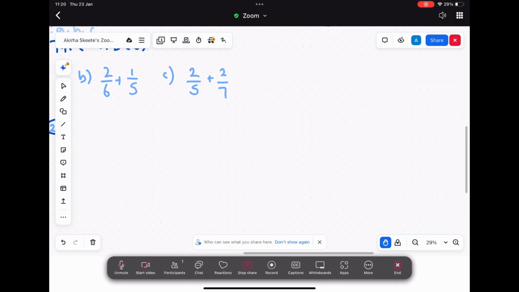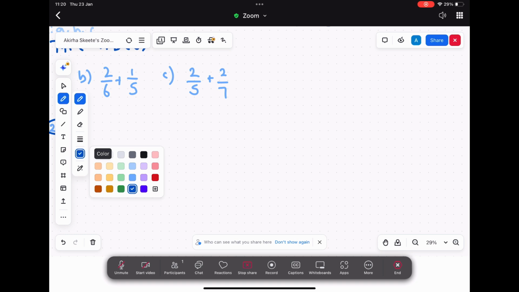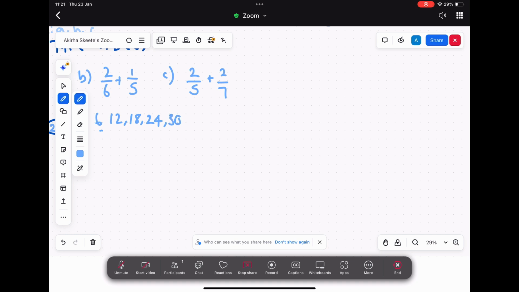So question B. B requires us to find a number that is both in the 6 and the 5 times table. Remember, we're only ever really looking at the bottom numbers, commonly known as the denominator. So 6, 12, 18, 24, and let's say 30. We know to go to 30 because for the number to be shared also by the 5 times table, the number has to end in 5 or 0, because that's the only way it can be a multiple of 5.